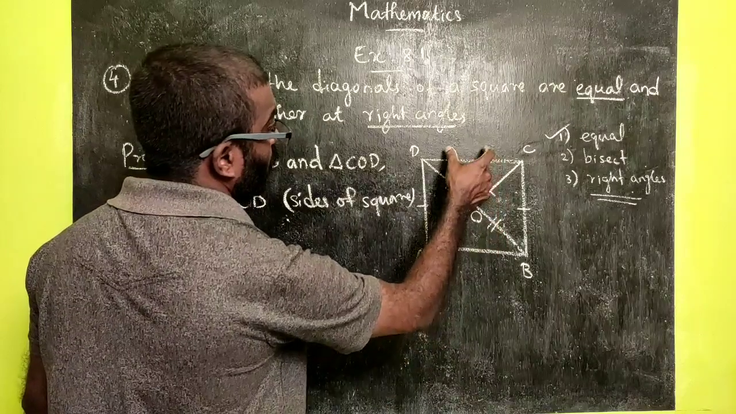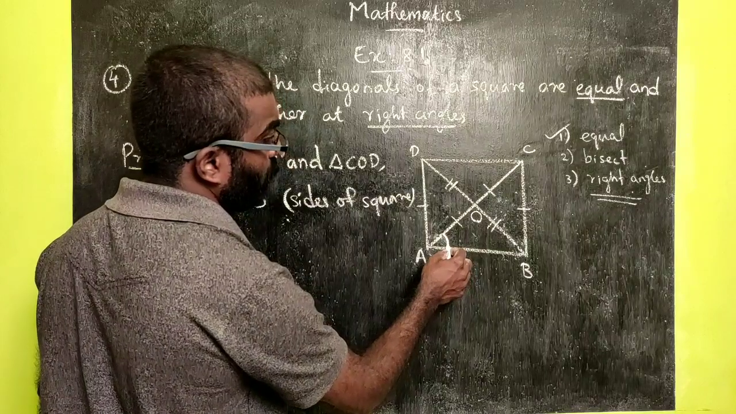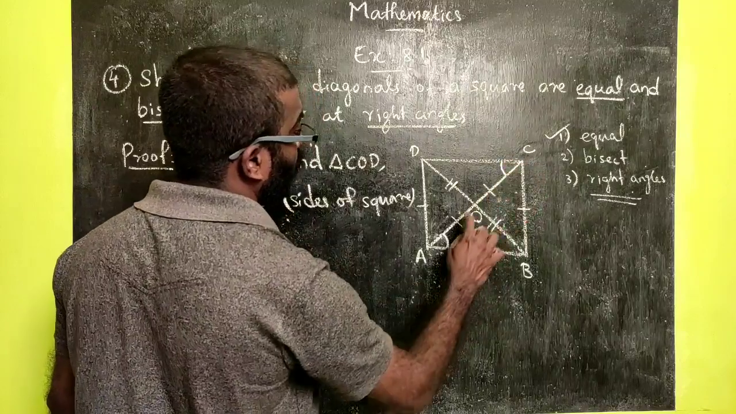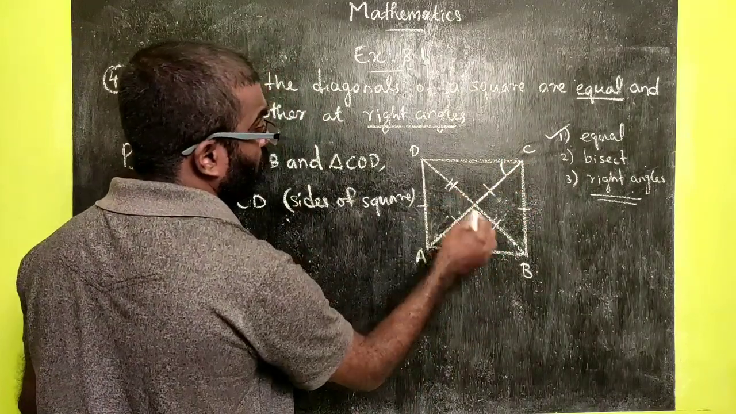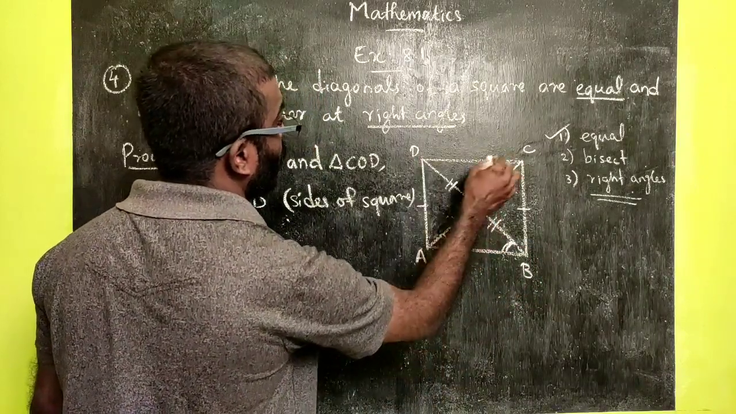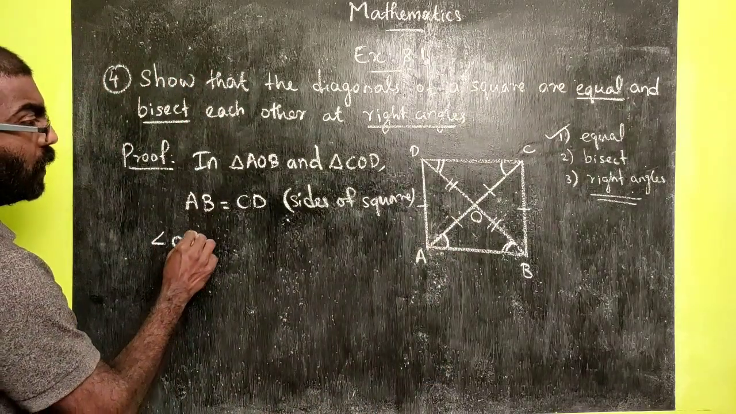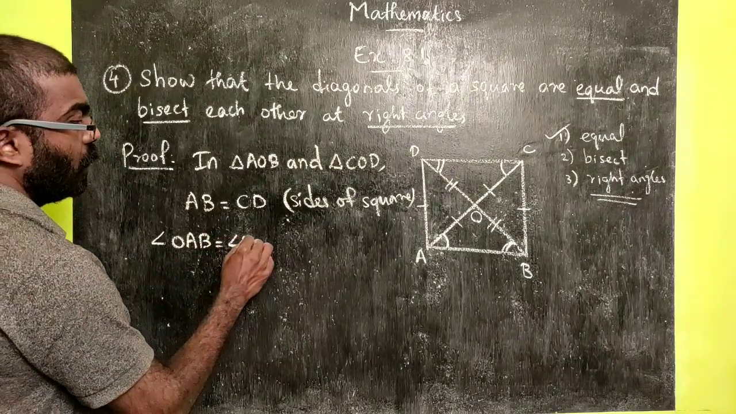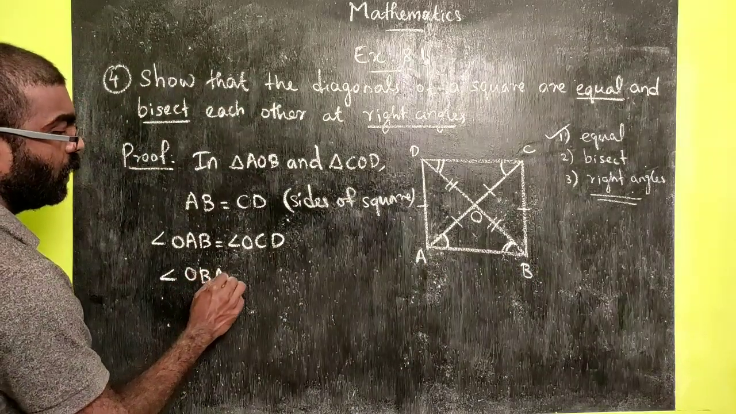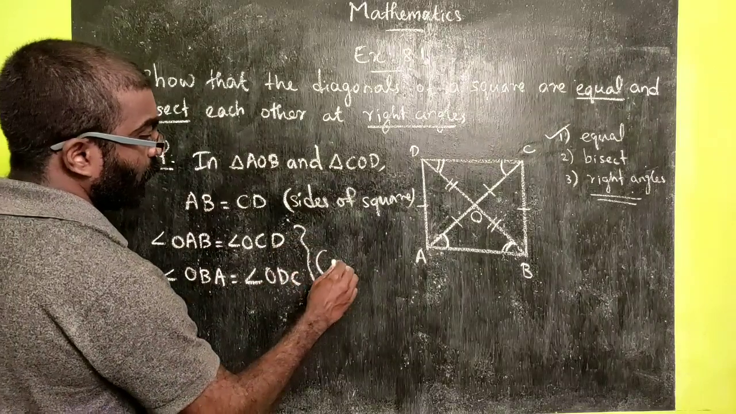Since AB and DC are parallel, we get 2 pairs of alternate interior angles. Here OAB and OCD, these two are alternate angles. And OBA and ODC. So here we can write angle OAB equal to angle OCD and angle OBA equal to angle ODC, alternate angles.